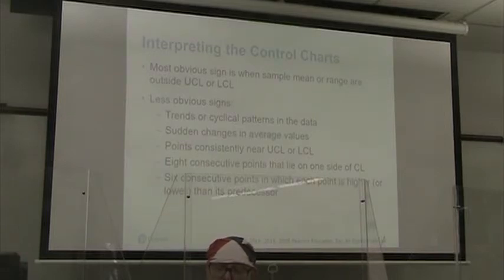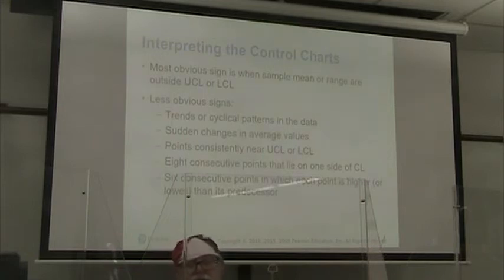Boy, I don't know if I'd even wait for 8 before I started panicking a little bit. 6 consecutive points in which each point is higher or lower than its predecessor. Again, that goes back to the trends. When we see that we are apparently on a trend, we need to check and see what's going on.